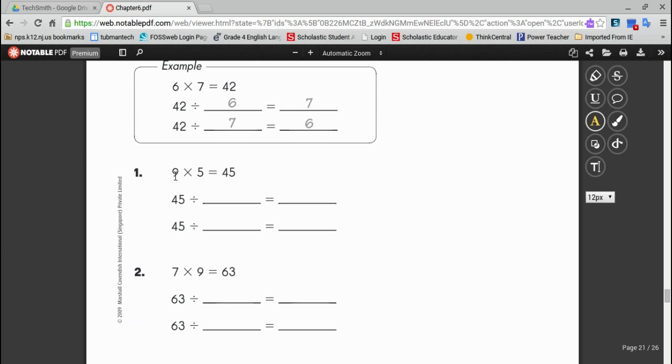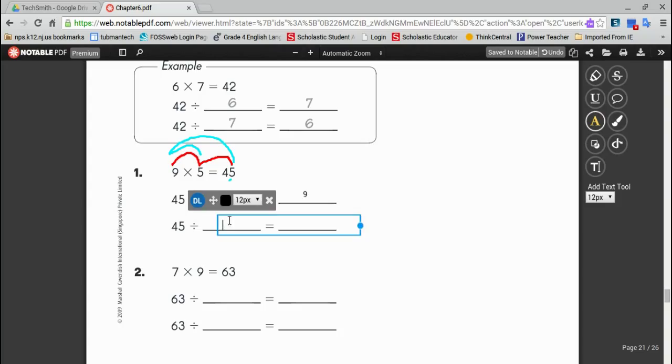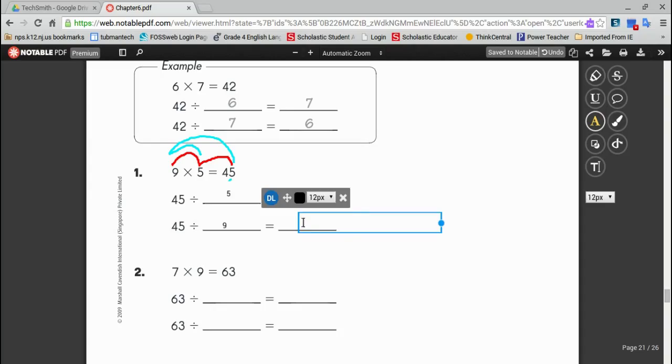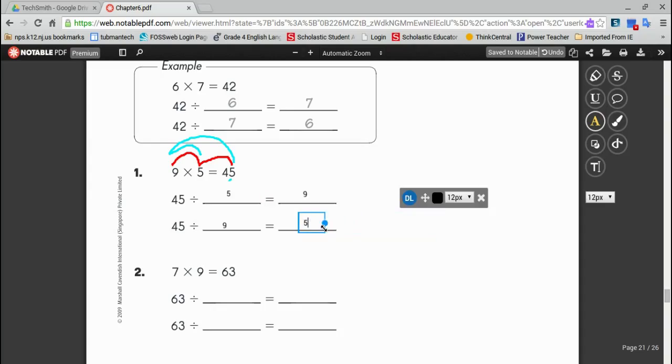Alright, if you look at this, 9 times 5 equals 45. So the opposite way would be 45 divided by 5 will give you 9. And of course you can switch those two numbers around. 45 divided by 9 is 5. And this is just a fact family of 9 times 5 equals 45. This is just their fact family.